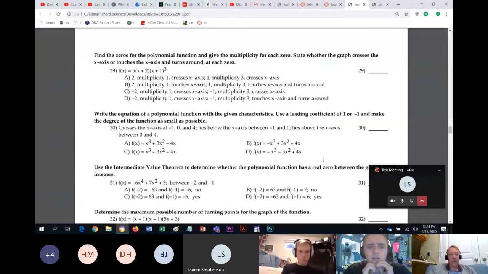Okay, so 30, right? An equation of a polynomial function with the given characteristics. So we need a function that crosses the x-axis at -1, 0, and 4. It lies between the x-axis. Here's what I'm going to do. I'm going to copy all this.